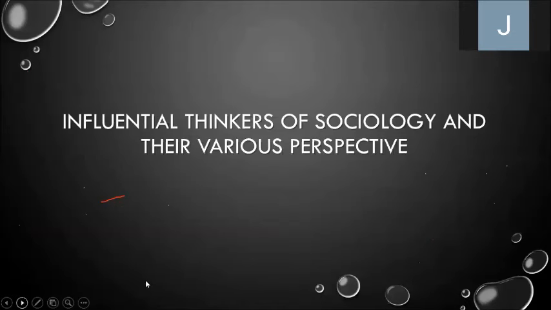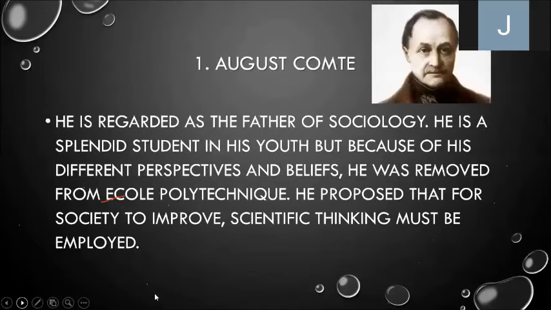Therefore, we can say that sociology refers to the study of human companionship or association of humans in the society. So the way we interact in our society is what we call sociology. Now here are the influential thinkers of sociology and their various perspectives. First, we have from Auguste Comte. So he is regarded as the father of sociology. He is a splendid student in his youth, but because of his different perspectives and beliefs, he was removed from École Polytechnique, which is one of the famous schools or universities in France.